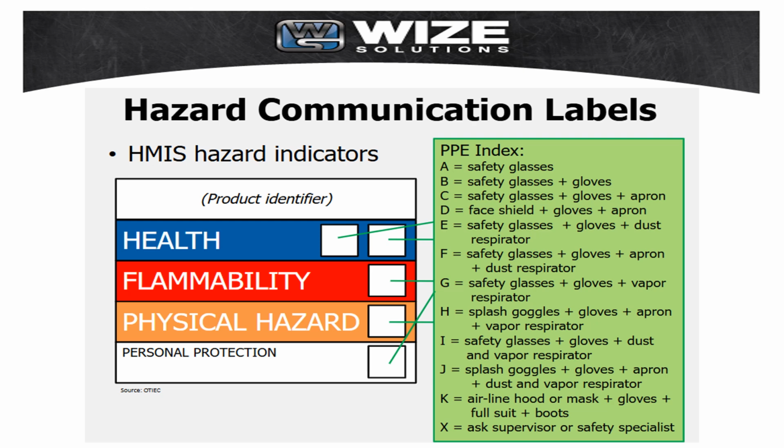Note, there are 2 spaces in the health bar. The second space is used to signify chronic health hazards, which is indicated by the presence of an asterisk, and warns of health problems due to long-term exposure.